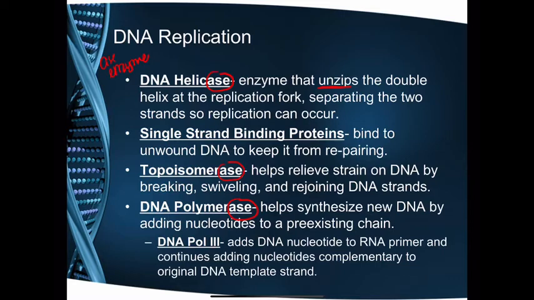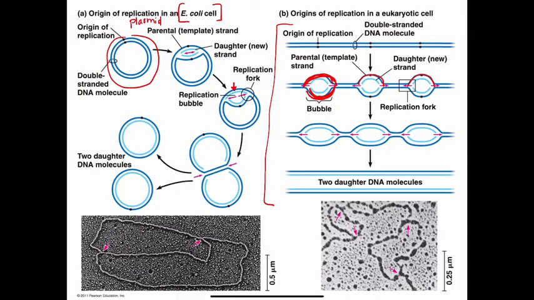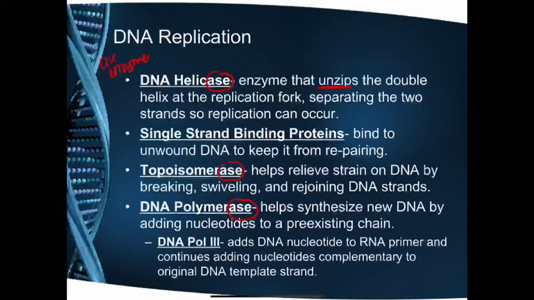Now, in order to hold that replication fork open, you have something else, and that's called single-stranded binding proteins. And so those proteins bind to the strands, okay, right here, essentially, on each single strand, and hold that replication fork open to keep the DNA open so replication can happen and keeping it from rolling back up on itself and repairing, okay, because if that's not held open, that's what's going to happen, okay.